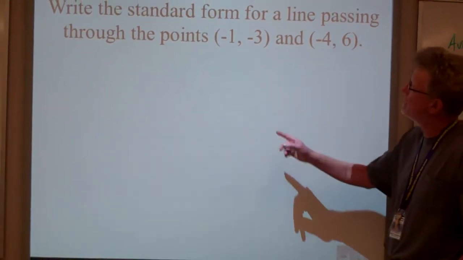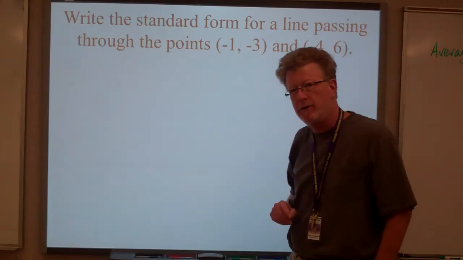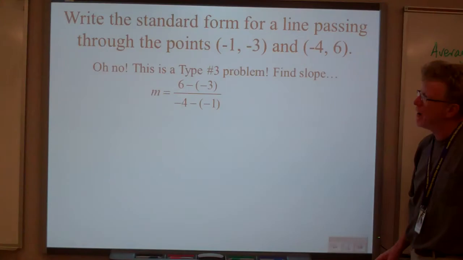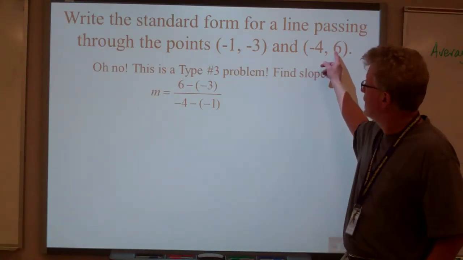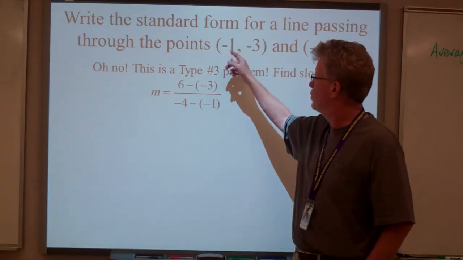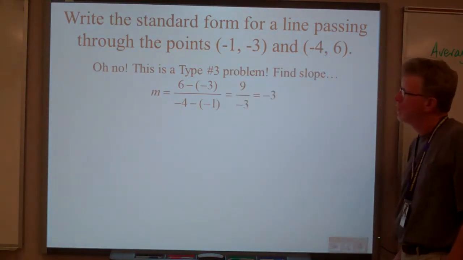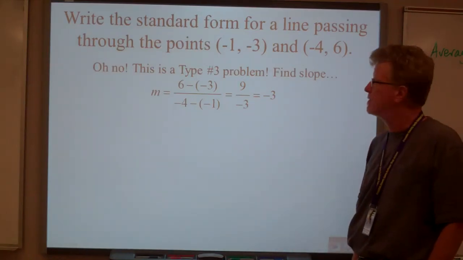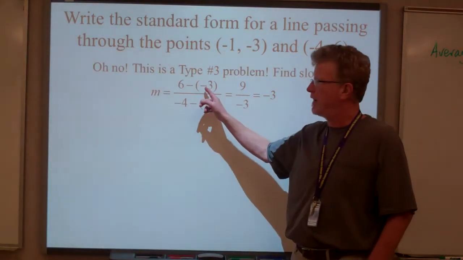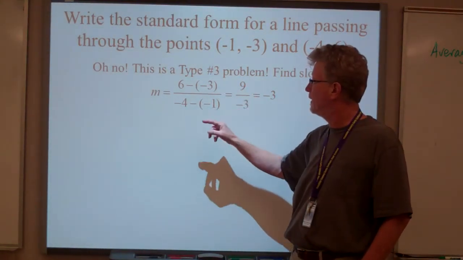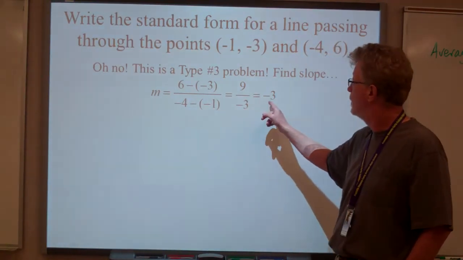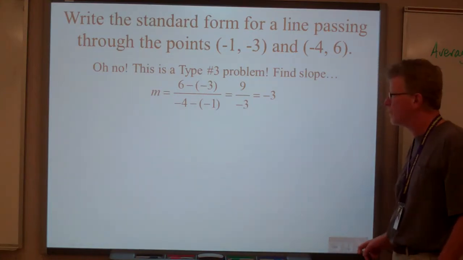Now, if we have a line passing through these coordinates, how do we write the standard form? Well, we have to use the coordinates to find our slope. So we bring down the 6, the -3, the -4, and the -1. We solve and we get -3 as our slope. Remember, negative is like a plus: 6 plus 3, negative is like a plus, -4 plus 1 is -3. So we end up with -3 as the slope.